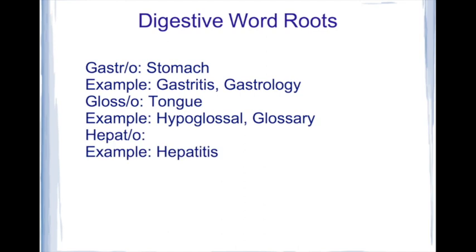Hepato, like hepatitis, or hepatic portal vein. Okay, but mainly you're going to see hepatitis. That's the really important one to know, hepatitis. So hepatitis, inflammation of, somebody has hepatitis, which can be caused by a viral infection. It can be caused by drinking far too much alcohol, constant irritation of this organ. It is the liver.